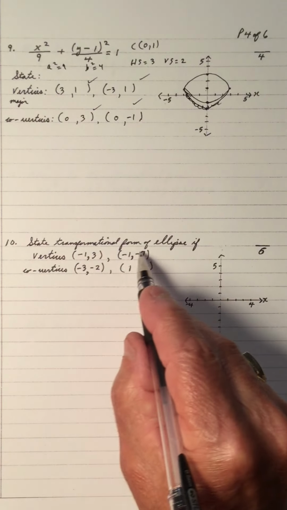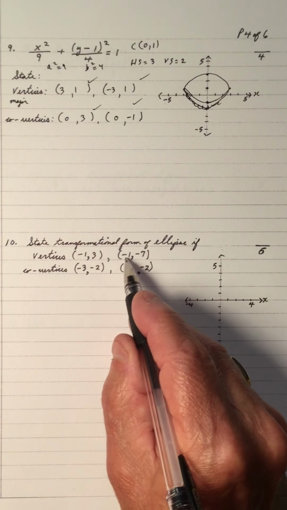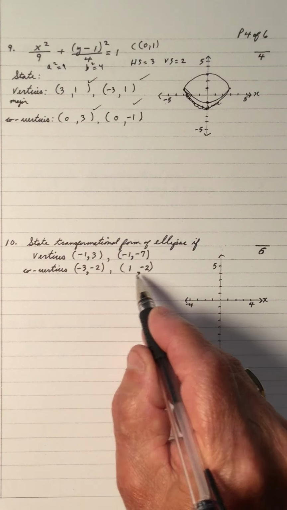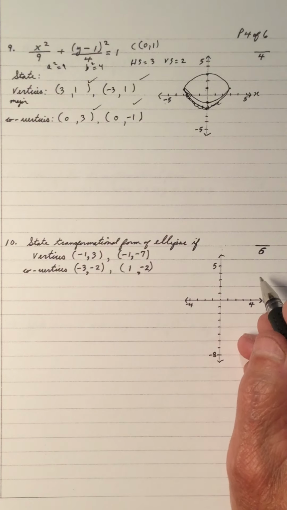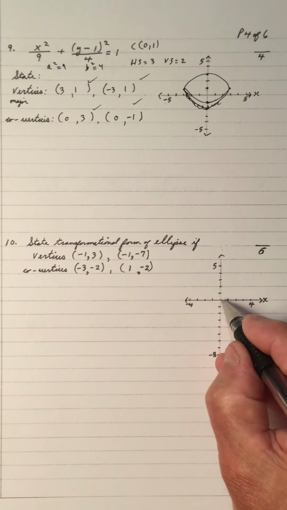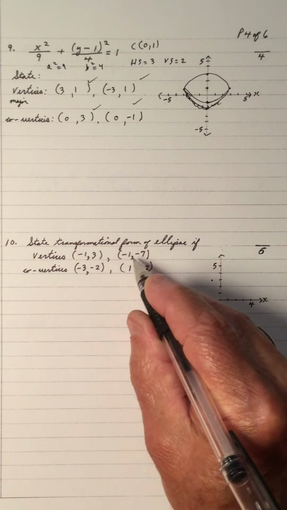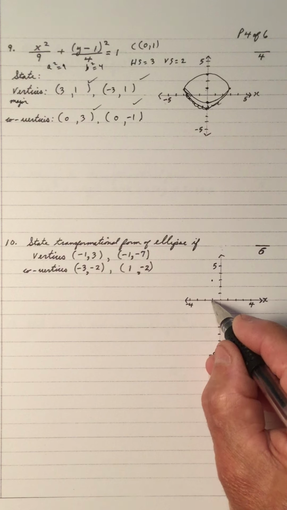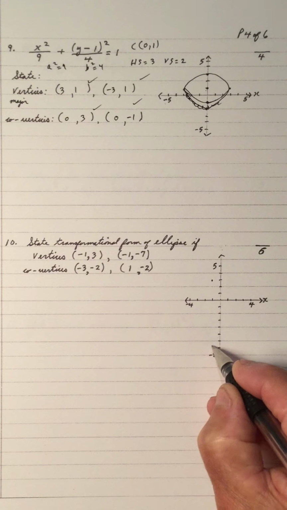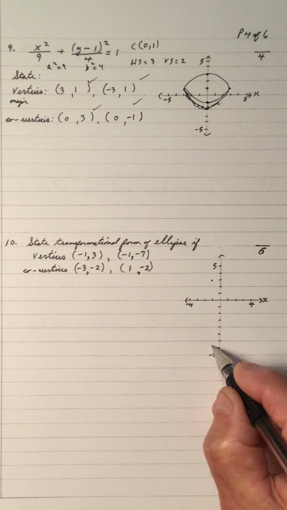Number 10, state the transformational form of the ellipse if the vertices are negative 1, 3, negative 1, negative 7. The co-vertices are negative 3, negative 2, 1, negative 2. Again, what I do is I plot and I can see it better. So negative 1, 3, x is negative 1, y is 3, right there. And negative 1, negative 7. 2, 4, 6, 7, right here. Make sure, 2, 4, 6, 7, okay.